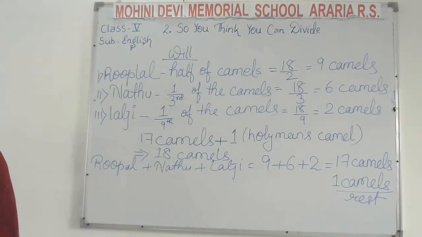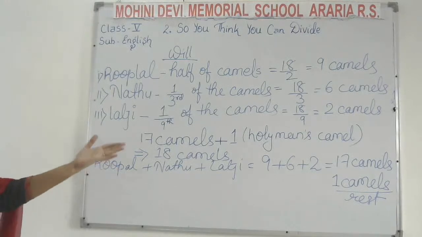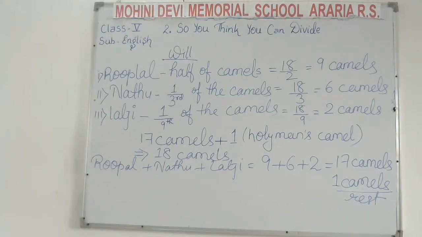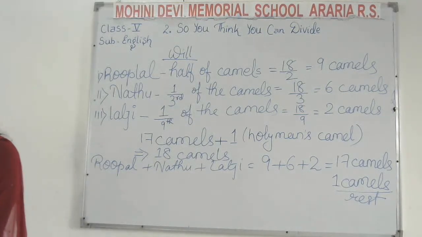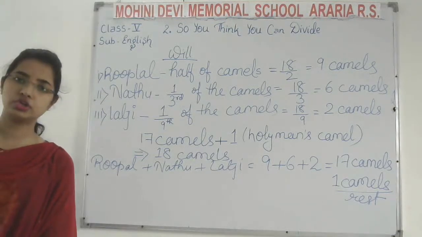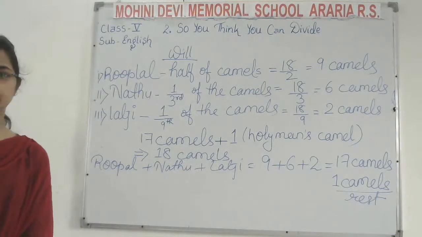So, the moral of the story is, if we use our intelligence, then we can solve our problem at any time. However, to reach a solution, the first step is to believe that there is a solution. If we think that there is no solution, we won't be able to reach it at any time. So I hope you enjoyed the story.